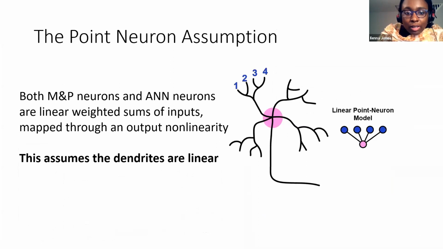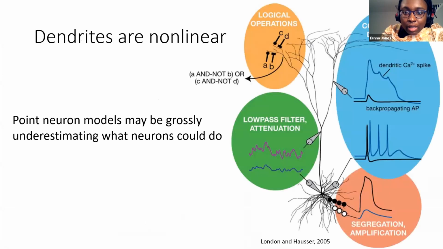Both McCulloch and Pitts neurons and artificial neural network neurons are linear weighted sums of inputs mapped through an output nonlinearity. This follows the point neuron assumption, which assumes the dendrites are linear. However, dendrites are nonlinear. They can do logical operations, coincidence detection, low-pass filtering, and other things. Point neuron models actually might be grossly underestimating what neurons could do.